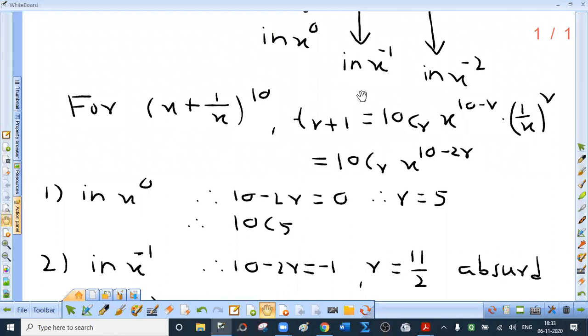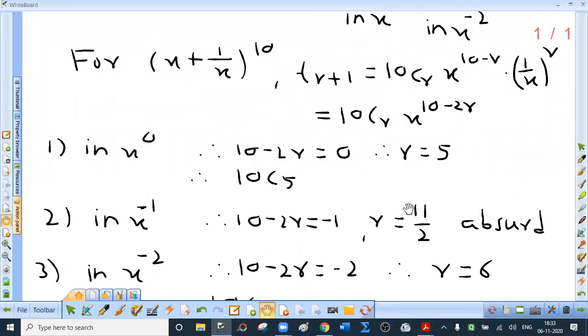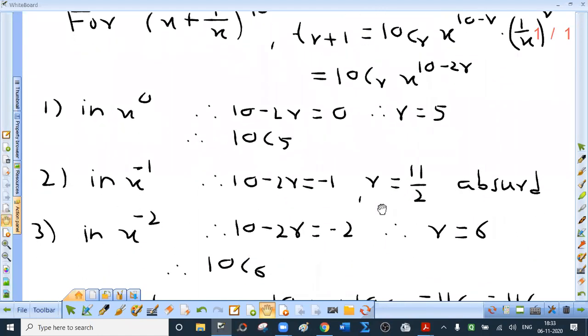Simple. Then we need a term in 1 upon x, that is x raised to minus 1. For that, I have to equate the index with minus 1. That gives me r equal to 11 by 2. Absurd. Right? So if you expand everything and simplify, you will notice that this product does not give us a constant term. Now there is one more possibility. Term in x raised to minus 2. Is it possible? Yes, it is possible for r equal to 6. So for that we get 10C6.